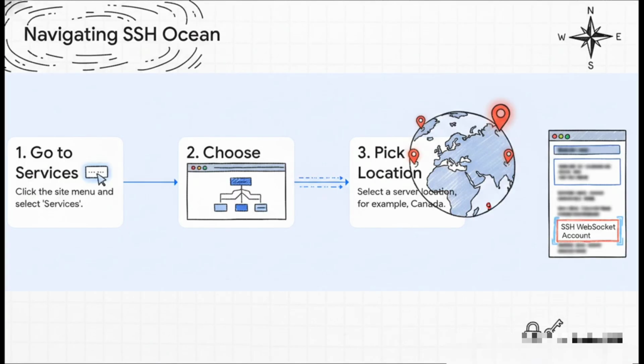Okay, once you're on the website, you're going to click the menu, head over to Services, and then look for WebSocket SSH. That's the specific kind we need. From there, just pick a server location, we'll use Canada in this example, and that'll take you right to the page where you can create your account.